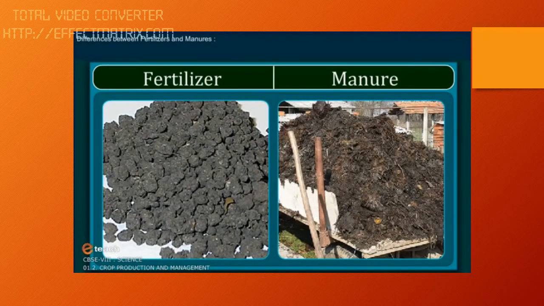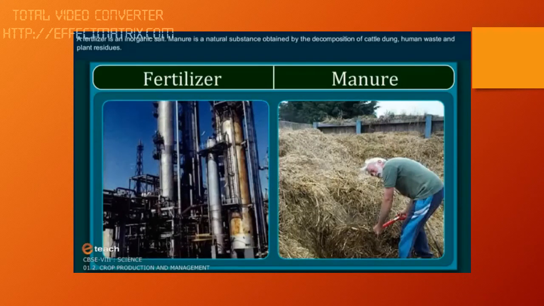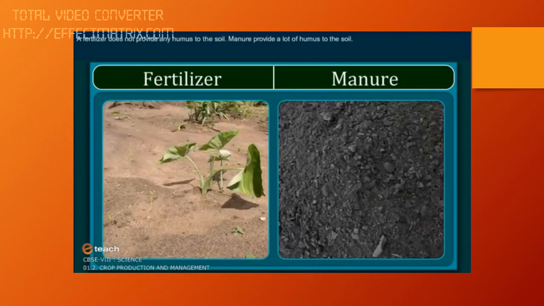Difference between fertilizers and manure. A fertilizer is an inorganic salt. Manure is a natural substance obtained by the decomposition of cattle dung, human waste and plant residues. A fertilizer is prepared in factories. Manure can be prepared in the fields. A fertilizer does not provide any humus to the soil.